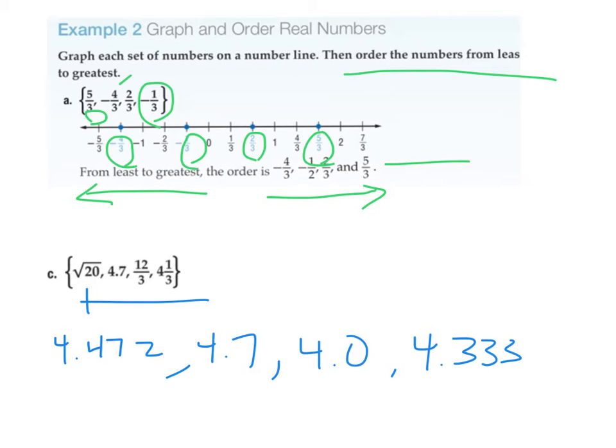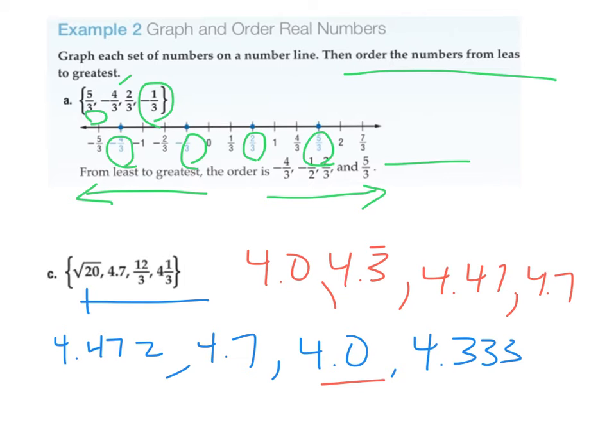Now we can order them from least to greatest. The least one is 4.0. Then our next one, if we look at the numbers, is 4.3, and it repeats. And then the next one we have is 4.47, and our last is 4.7. So it's easy to tell when you make them all into decimals, or we can have fractions that have the same denominator.